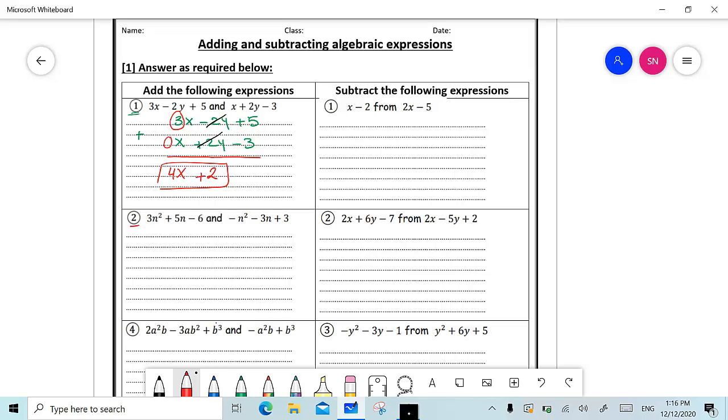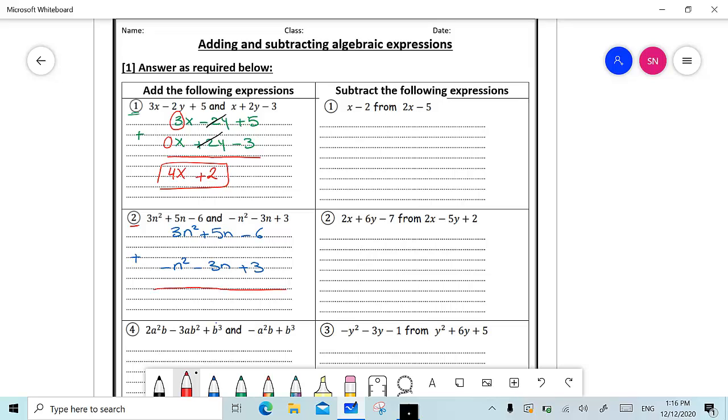3n squared plus 5n minus 6, I want to add it to negative n squared minus 3n plus 3. We said that when we are adding two expressions, I write the first expression as it is, 3n squared plus 5n minus 6. And I'm going to add it to the second expression and take care to put each like term under the other. So here I have negative n squared, negative 3n, positive 3. And again, here the expressions are already arranged.